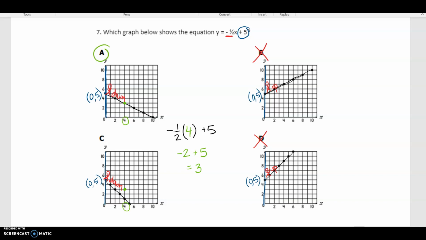All right. So hopefully these practice problems help. Again, step 1, y-intercept with your blue. Step 2, rate of change with your red. And then step 3 is substitution.